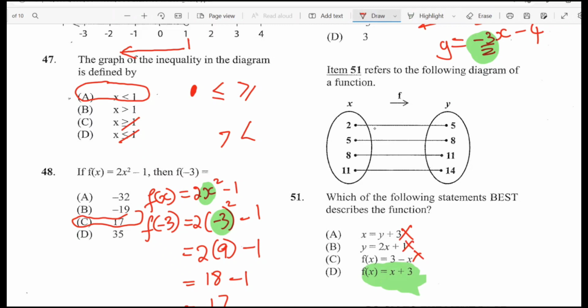But you could check. X plus 3. 2 plus 3, 5. 5 plus 3, 8. 8 plus 3, 11. 11 plus 3, 14. I was suggesting that you never needed to check it. Why? Because it's the last answer, which means that it would have to be correct, unless there would have been no answer for this.